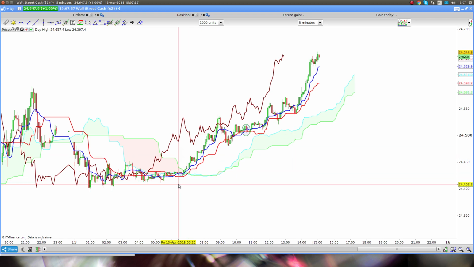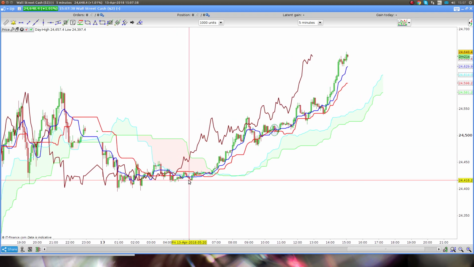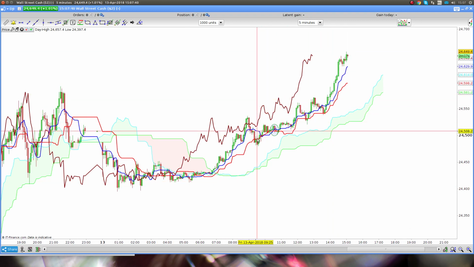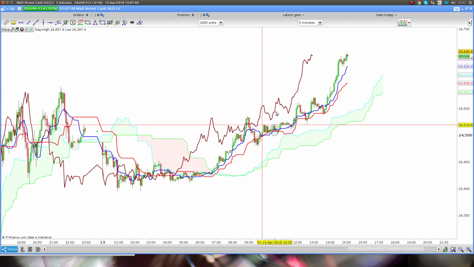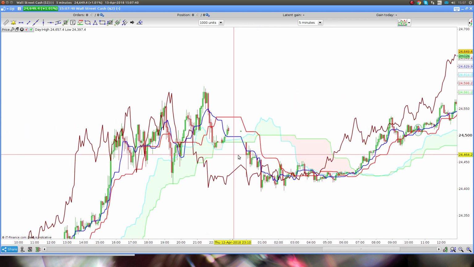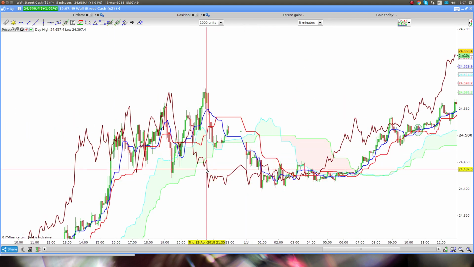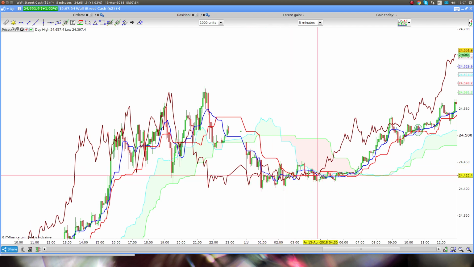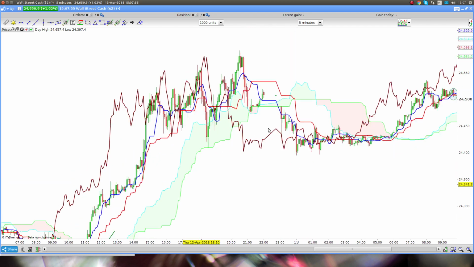So that is a quick overview of what you need to look at for the Ichimoku. The key elements here: when you're above the cloud, the bias is up. When you're below the cloud, the bias is down. When this brown line is sitting inside price like this, the bias is a range.